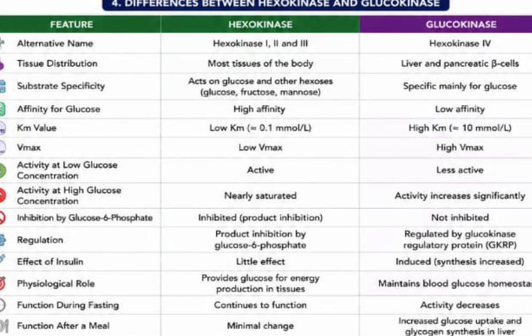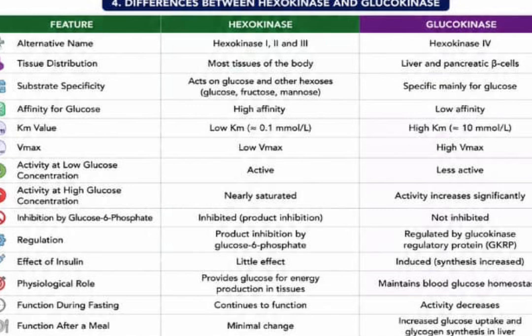Effect of insulin. Hexokinase has low effect from insulin. Which means when there's presence of insulin, it doesn't really affect hexokinase. But for glucokinase, insulin increases its function, because when you take a high amount of glucose, what happens? Glucose brings forth insulin from the beta cells of the pancreas. So it stimulates, because insulin also helps reduce glucose level.